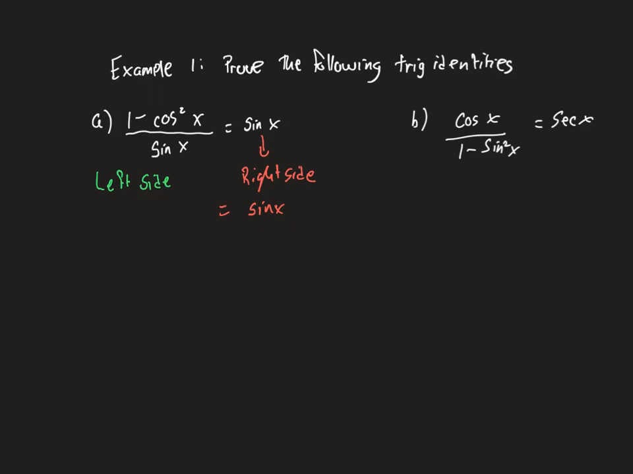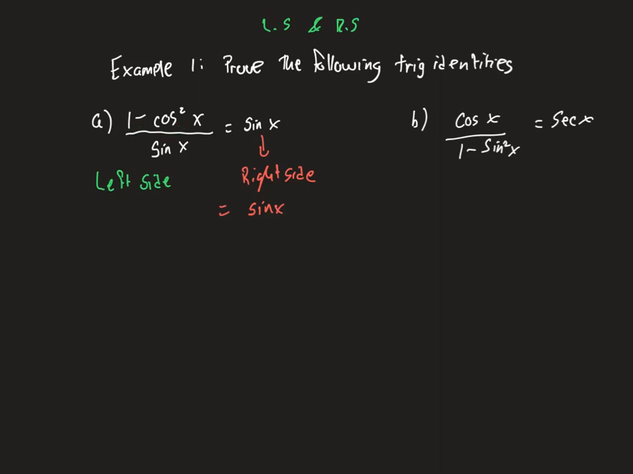Now in the future, instead of using left side, right side, I'm going to be using LS and RS because it's short form, and you know mathematicians, we love our short forms. So how do I do this? Well, 1 minus cosine squared of x. What does this remind me of?